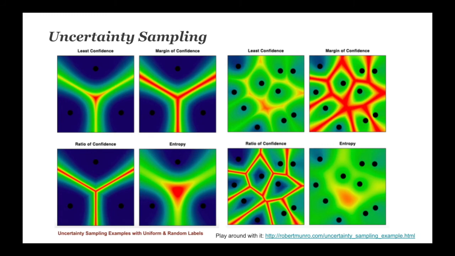So if you go to that site, you can click and make your own labels. Here in the top left, we can assume that we have 3 labels. These are the 3 black dots. And here are how these 4 different methods for uncertainty sampling pattern.